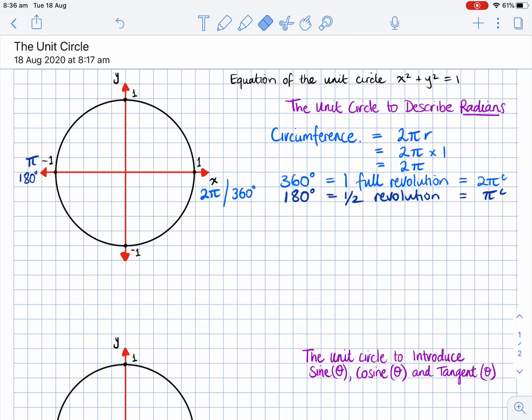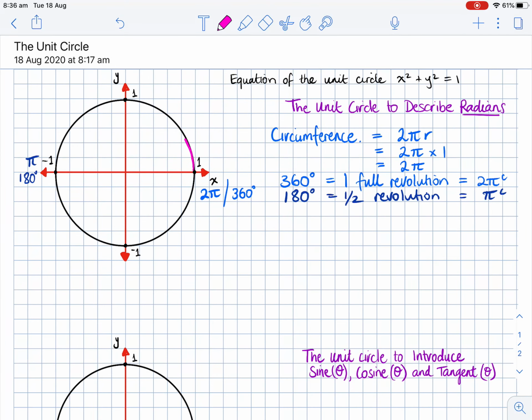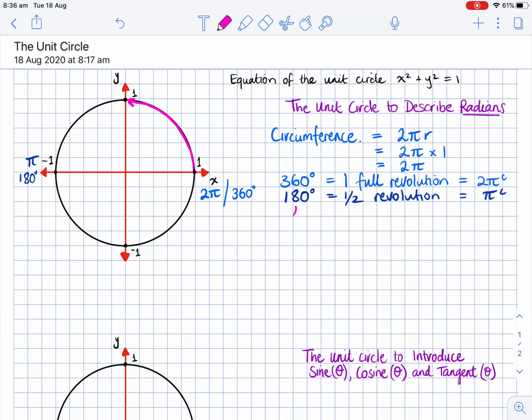Alright, let's keep going about this in the same manner. Let's now look at a quarter of a circle. Well, if we went a quarter of the way around, logically a quarter of the way around, we have seen is 90 degrees. So we know that as degrees. That's a quarter of a revolution.